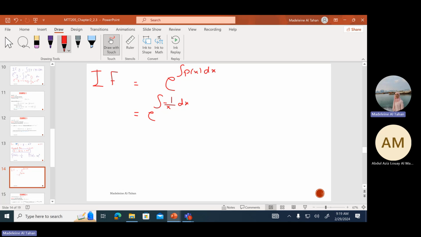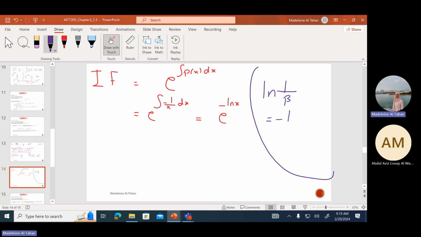Again, in integrating factor, we don't add constants. So what will we get? E power minus ln x. I will not put absolute value for x because they already told us x is positive. E and ln together, both of them at the same time, it's annoying, right? But here I cannot get rid of the e and ln immediately. I need to simplify it. How do we simplify it? ln 1 over beta is the same as minus ln beta, right?